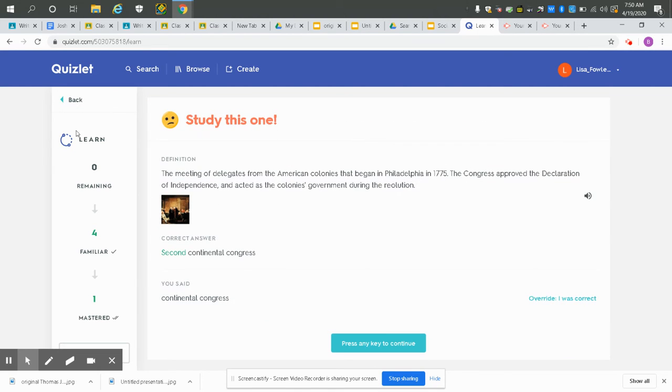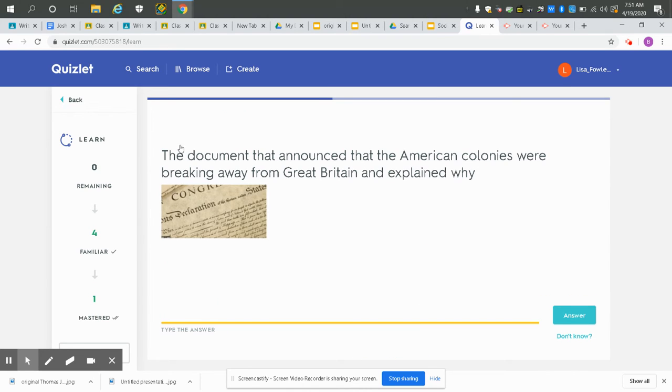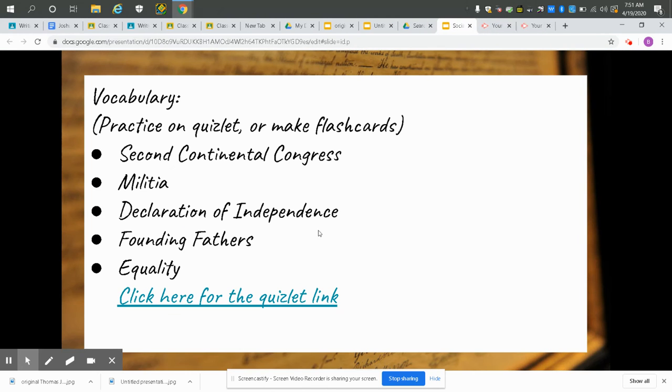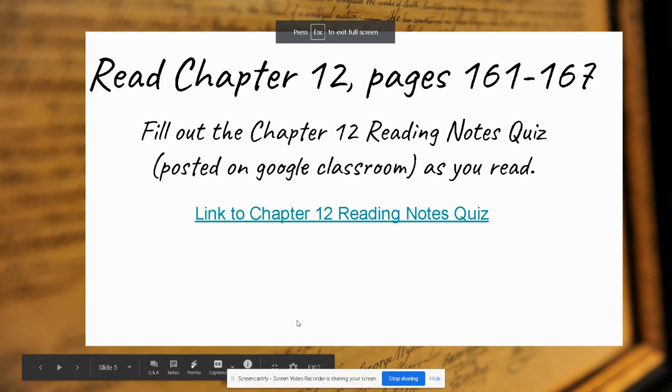What happens if I put the wrong answer or an incomplete answer is it will give me the correct answer and it'll say what I said. So then I can continue to practice and it'll bring that one back for me. You can also do writing mode and spelling mode, and you can give yourself a little quiz on Quizlet. It's kind of a fun and interactive way to learn your vocabulary.